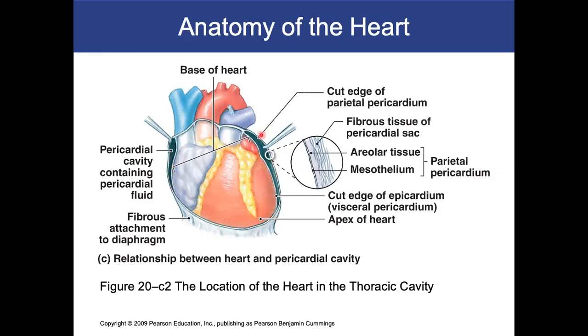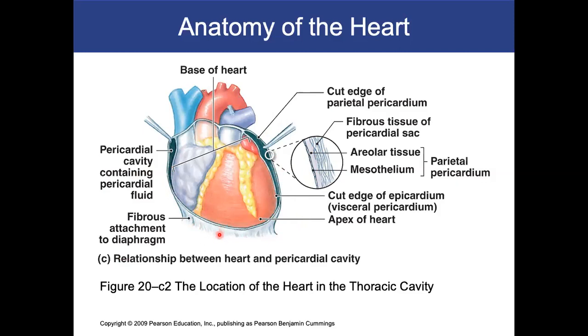And then this is the parietal pericardium. Note that the parietal pericardium is made of mesothelium, which is simple squamous endothelium, and areolar connective tissue, right? You would have to cut through these two to get to the heart. Notice there's a fibrous attachment to the diaphragm as well.